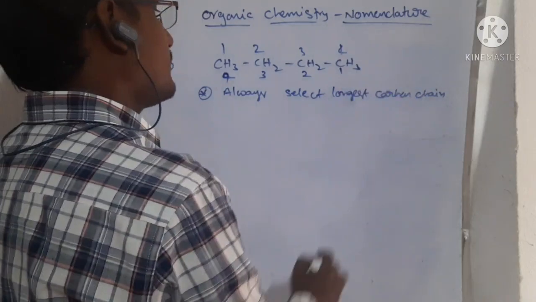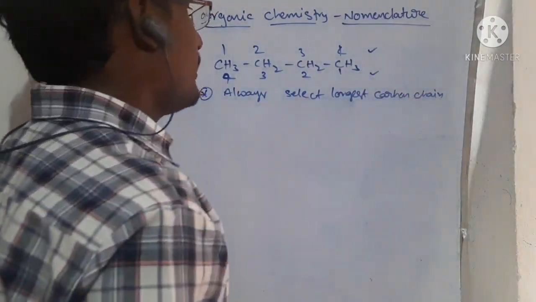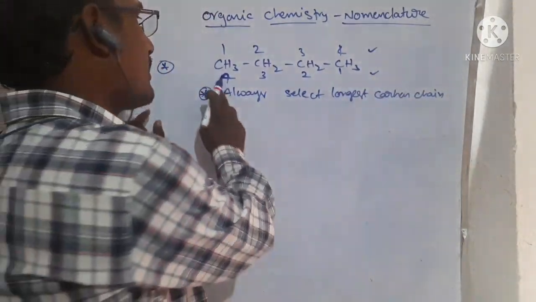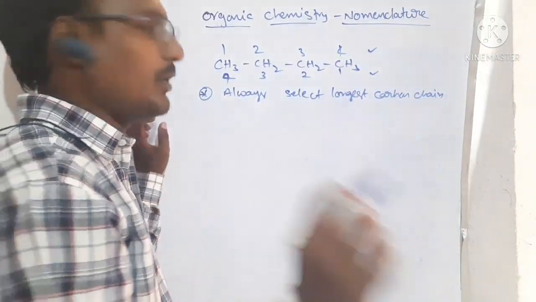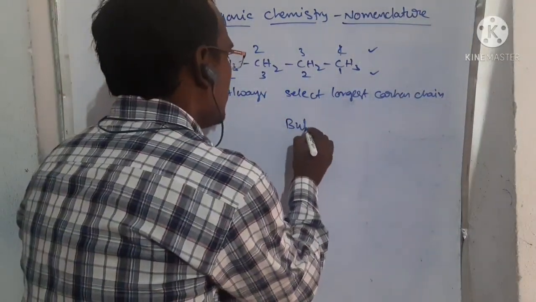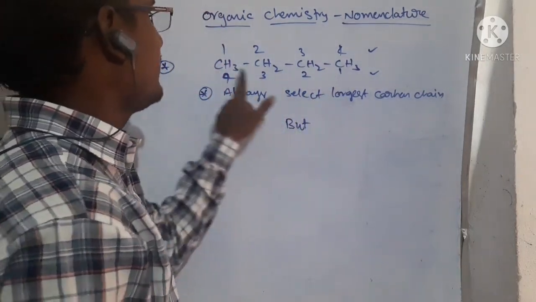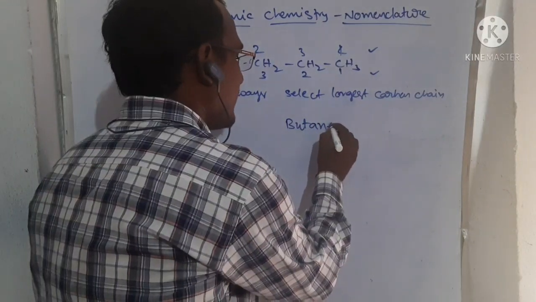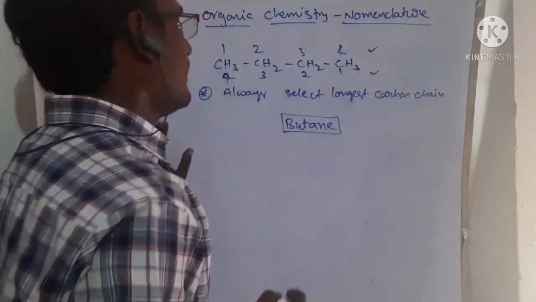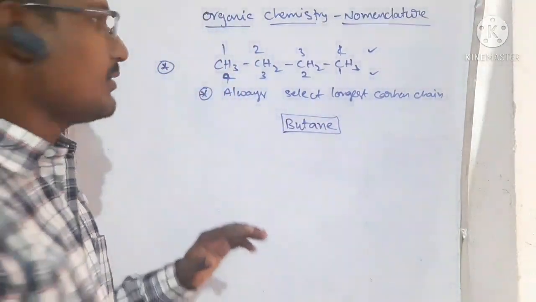Here also 4 carbons. So both are correct. In whichever way you want to take it, no problem at all. So 4 carbon atoms are there, hence the root word is but. So but is the root word. So all are single bonds, right? All are single bonds. There is no double bond at all. So here the suffix is ane, butane. Its name is butane, or it is also called n-butane, right?